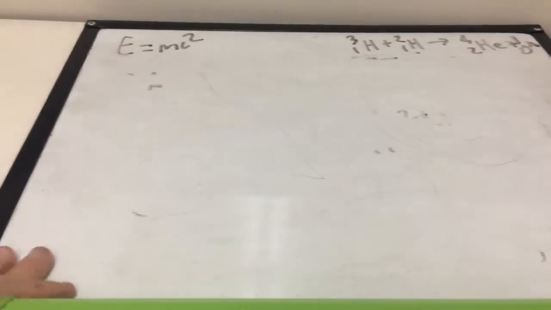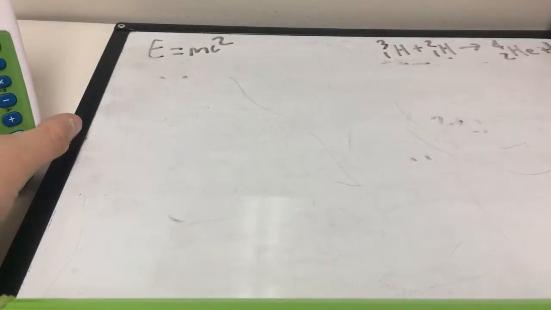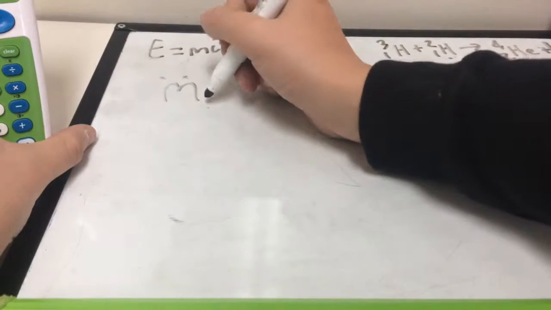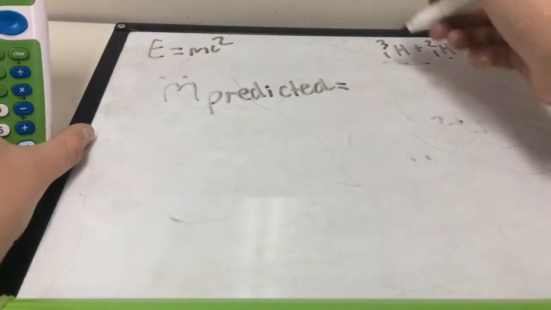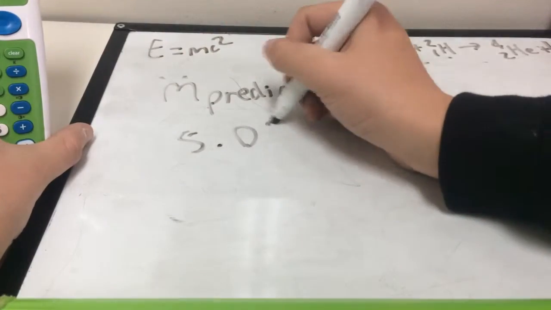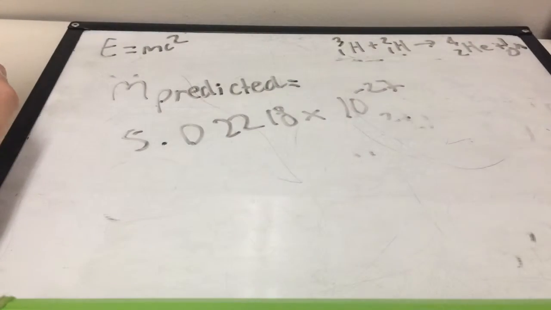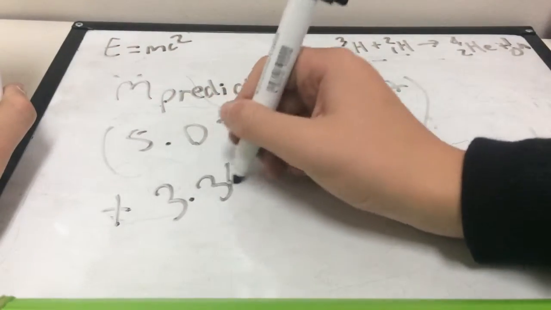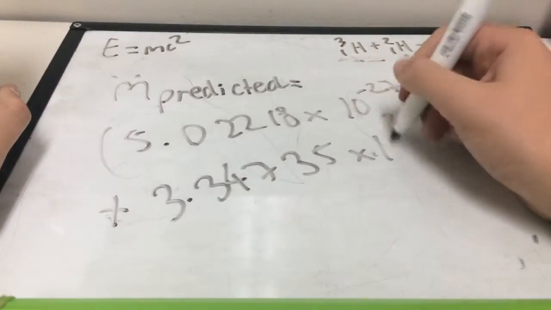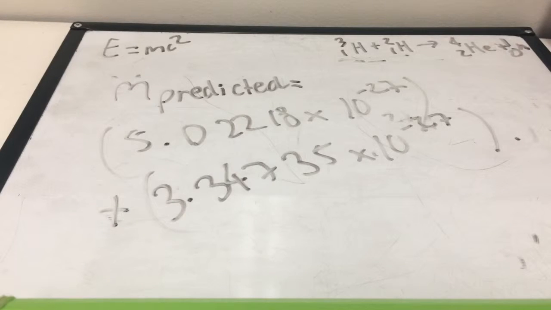Okay, now we need to write this number. So our predicted net mass, let's say, is going to equal the mass of our tritium. Predicted mass, I believe, is always going to be more. Actually, I don't believe it is always going to be more than the actual mass. 3.4735 times 10 to the negative 27. There you go. Put that in your calculator.